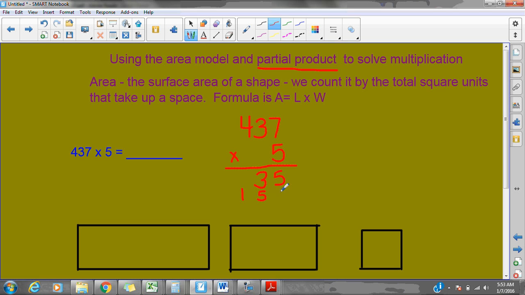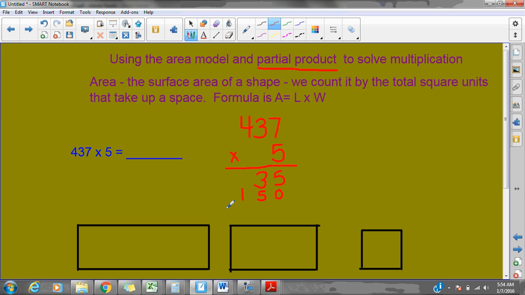So 35 would be a partial product. It's part of the answer. 150 is a partial product as well. And then we have 400 times 5. Well, we know that 4 times 5 is 20. 400 times 5 is 20 hundreds.